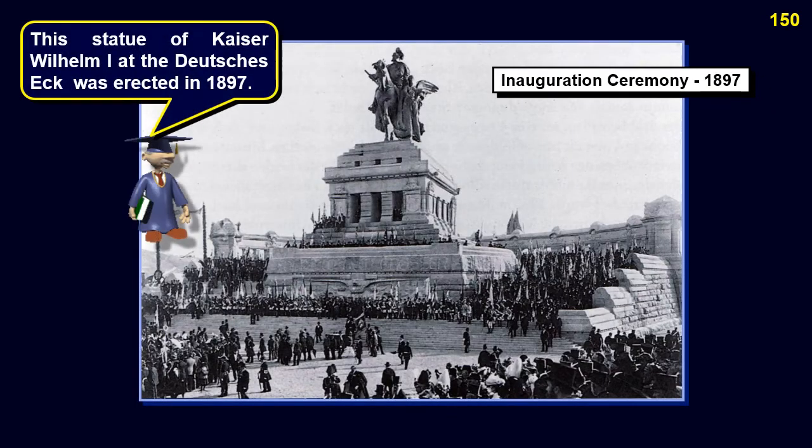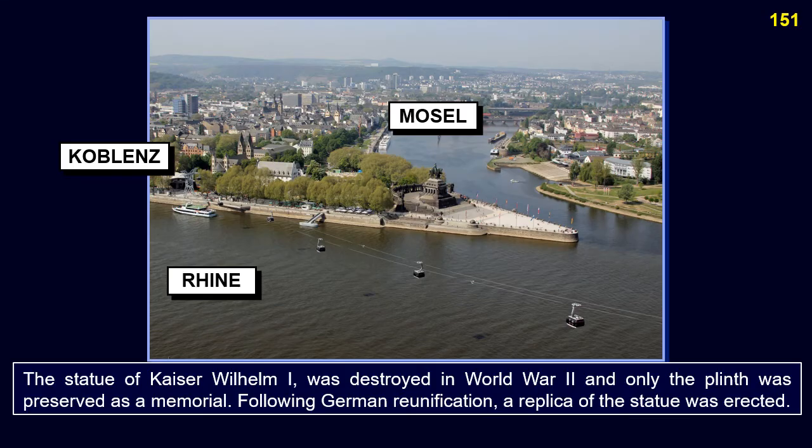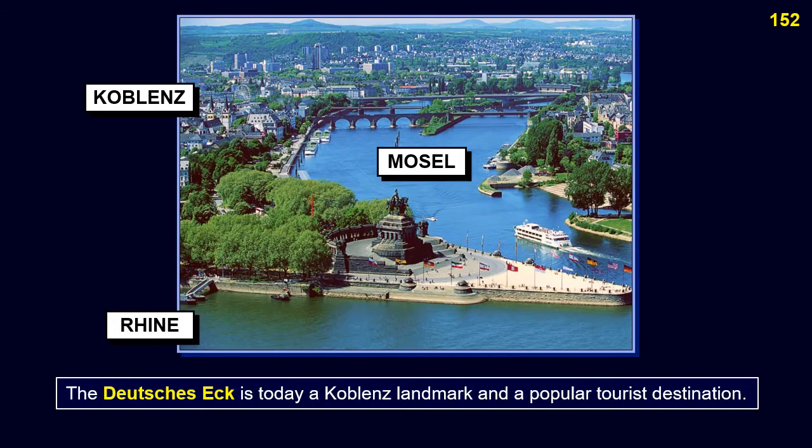This statue of Kaiser Wilhelm I at the Deutsches Eck was erected in 1897. The statue of Kaiser Wilhelm was destroyed in World War II, and only the plinth was preserved as a memorial. Following German reunification, a replica of the statue was erected. The Deutsches Eck is today a Koblenz landmark and a popular tourist destination.